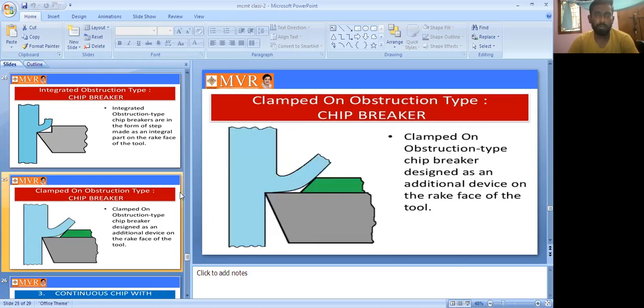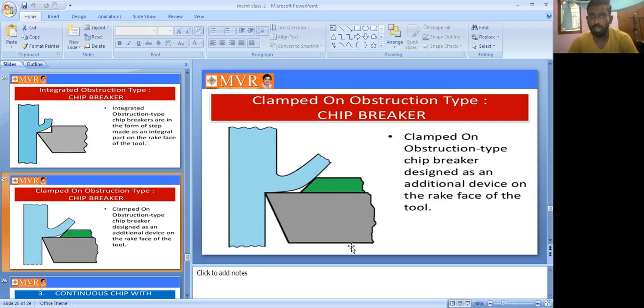Next is the clamped-on obstruction type chip breaker. The clamped-on obstruction type chip breaker is designed as an additional device on the rake face of the tool. It is an additional device that is fit on the rake face of the tool.